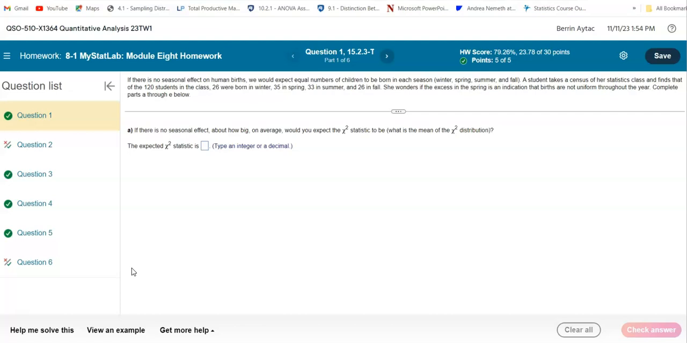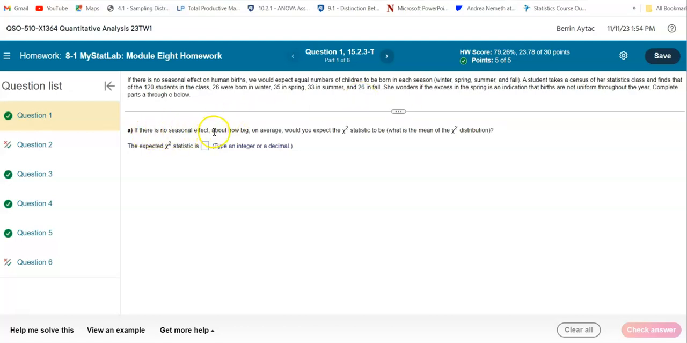So we are looking for whether the births are uniform across the seasons, or equally distributed across the seasons. We immediately recognize that we should apply a goodness of fit test because it has counts of data for a categorical variable, and it tests whether these counts follow a specific distribution, which is the uniform distribution.